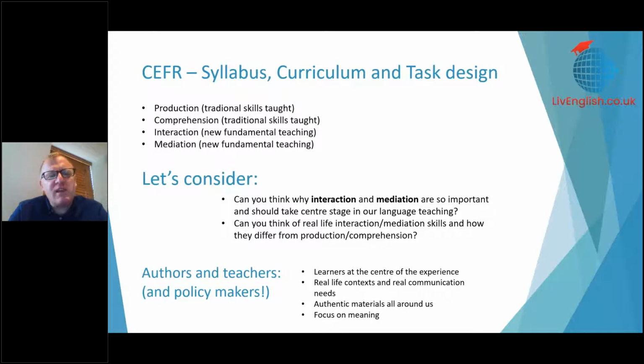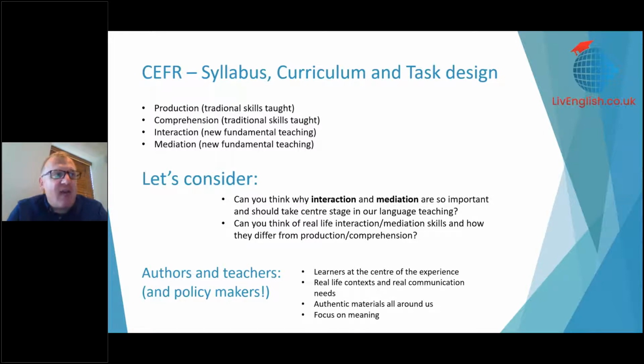I just want you to think about your classroom, think about the school environment, and what you want your students to achieve, what their goals should be. What do you think interaction and mediation are, and why are they so important? Why should they almost take center stage in language teaching, take precedence, might be controversial here, over the teaching of grammar and vocabulary? Why would that be the case?